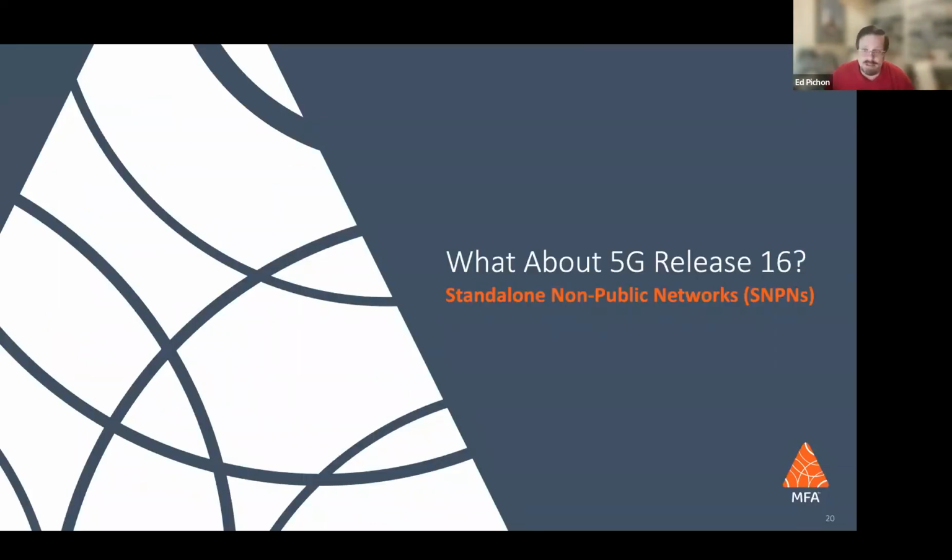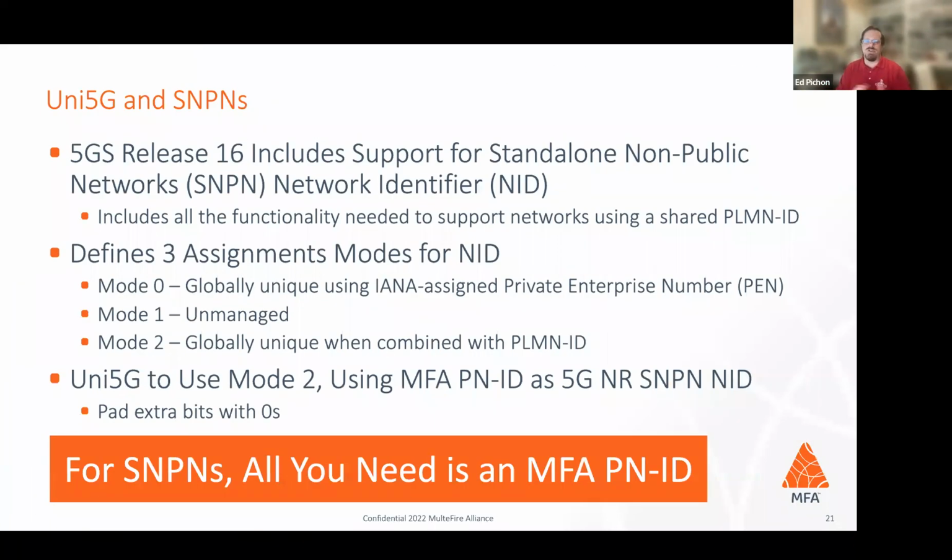But we want to talk about the later specs. I think they're on release 19 in the process now. Release 16 added a feature that's very important if you're trying to deploy a small private network, and that is the creation of standalone non-public networks, SNPNs. This is a feature that was added in release 16. They defined a release 16 standalone non-public network identifier and included all the functionality in the specifications for supporting use of a shared PLMN ID.